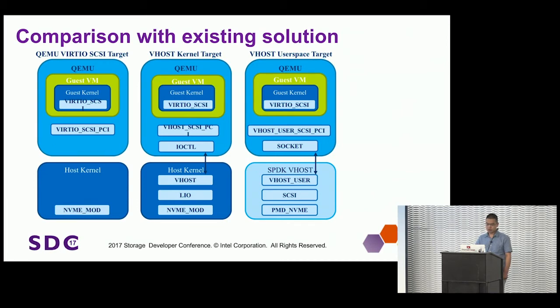And on the target side, there are also differences. The kernel vhost target will route the vhost to the Linux IO target with the kernel NVMe drivers. But for SPDK, we just use our SPDK user space NVMe drivers.